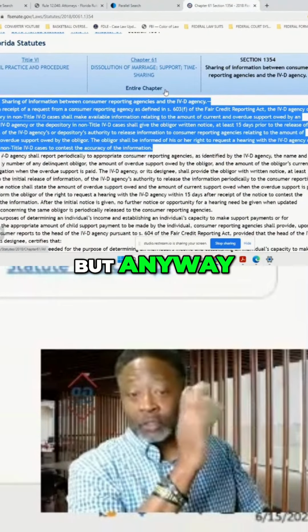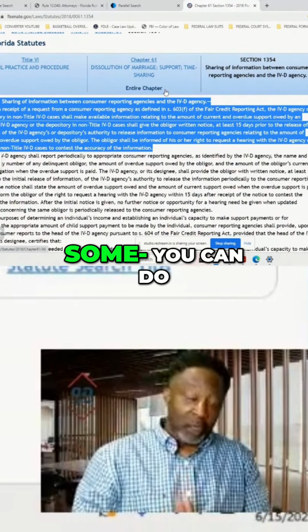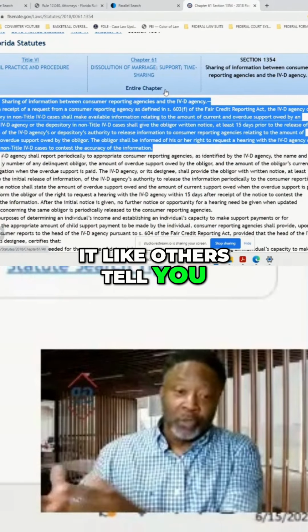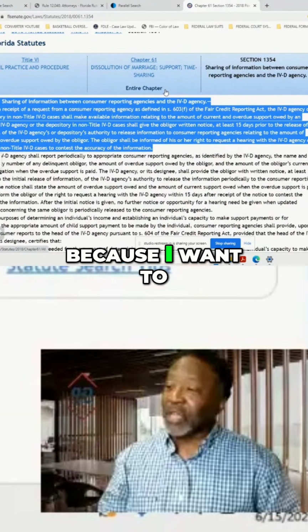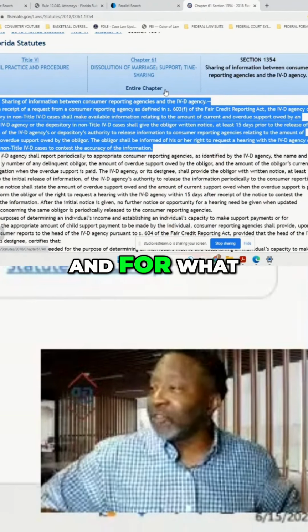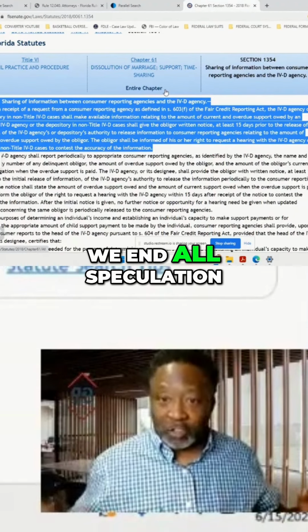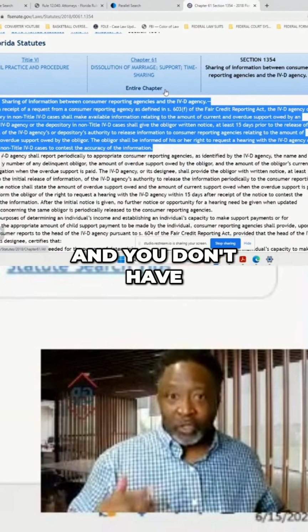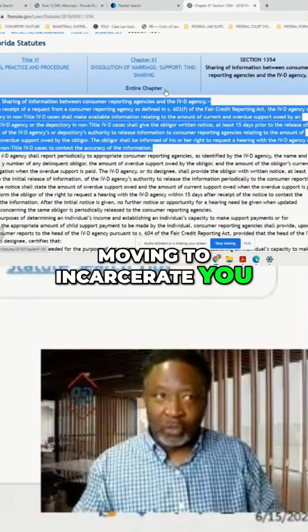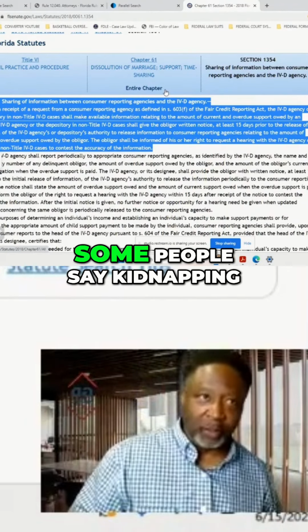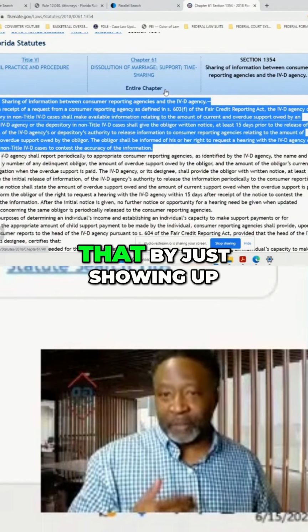But anyway, don't forget, if they send you something in the mail, people, you can do it like others tell you. If they send me something in the mail, I go show up, because I want to know who wants me and for what. That way we end all speculation and all doubt, and you don't have to worry about the machinery moving to incarcerate you or take you off the street. Some people say kidnapping or what have you. You can avoid all that by just showing up.